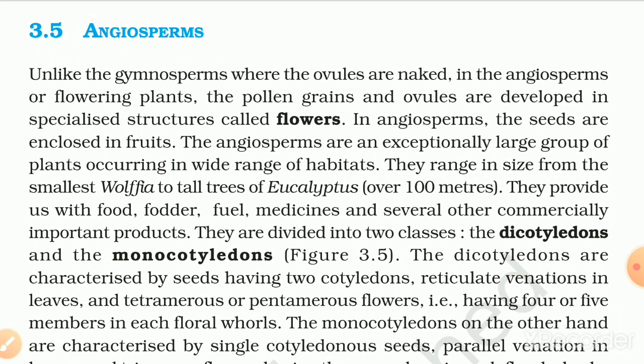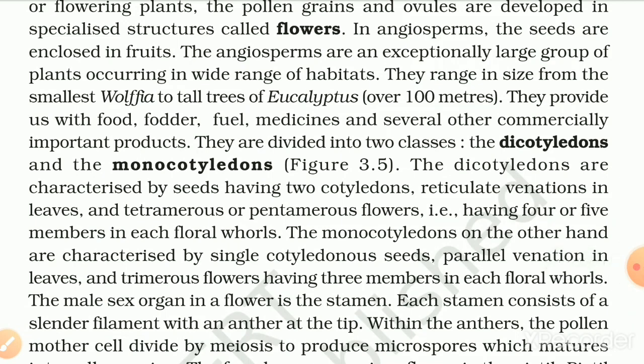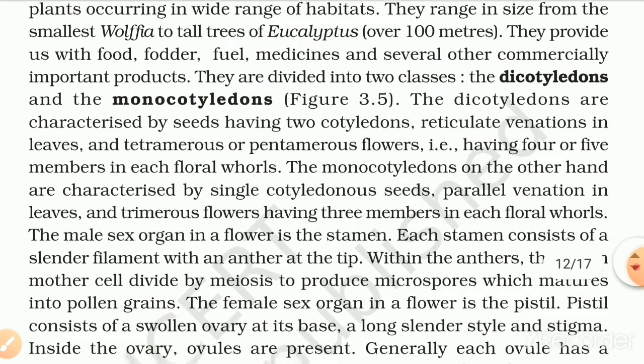The angiosperms are an exceptionally large group of plants occurring in a wide range of habitats. They range in size from the smallest Wolffia to the largest tree of Eucalyptus, over 100 meters. They provide us with food, fodder, fuel, medicine, and several other commercially important products. They are divided into two classes, the dicotyledons and the monocotyledons.